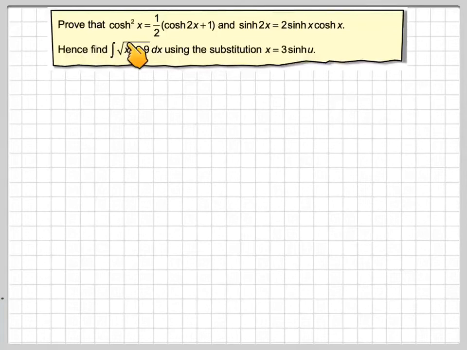Prove that cos squared x is equivalent to a half cos 2x plus 1, and that sinh 2x is equivalent to 2 sinh x cos x. Hence find the integral of the square root of x squared plus 9 dx using the substitution x equals 3 sinh u.